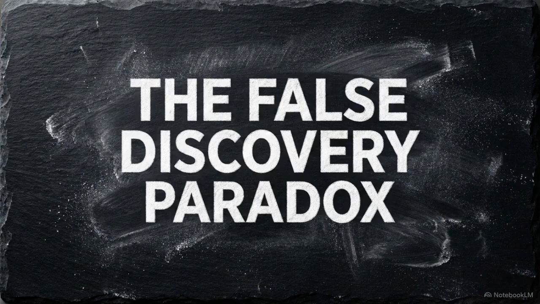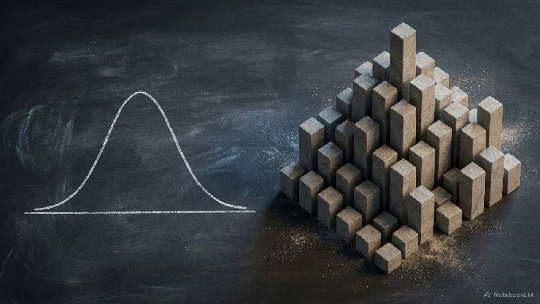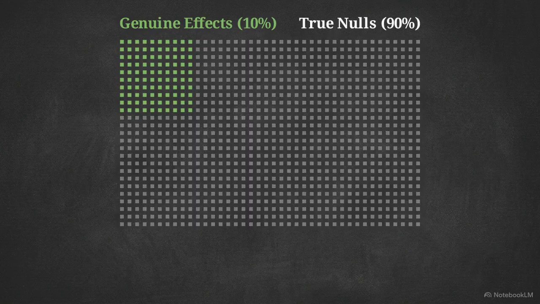This brings us to the most dangerous professional conflation in data analysis, confusing the 5% significance level, known as alpha, with the actual false discovery rate of published findings. To see why these differ, we can track how hypotheses move through testing. This grid represents 1,000 distinct hypotheses being tested by a research field. Assuming standard prior plausibility, only 10% investigate genuine effects. The remaining 90% are true nulls, where nothing is actually happening.